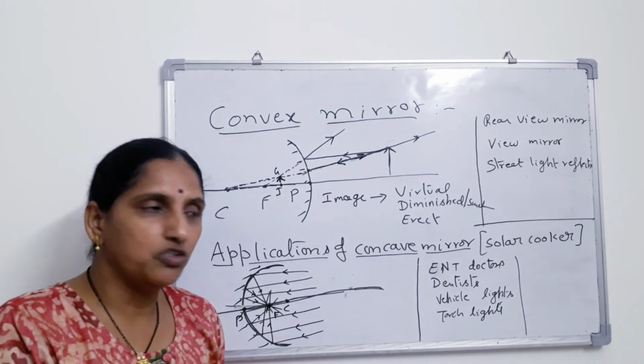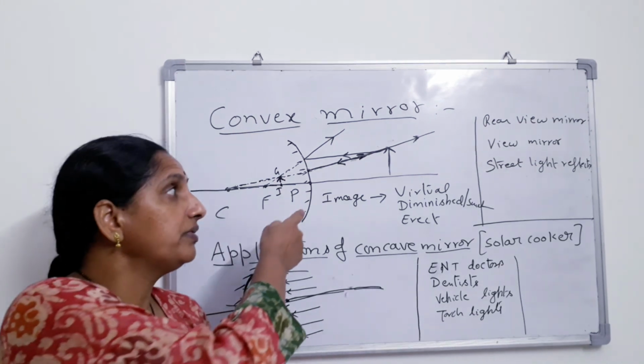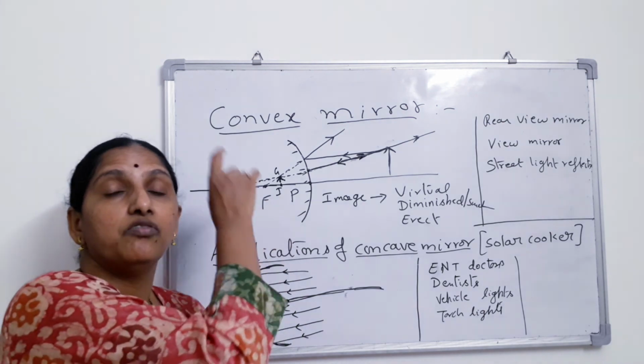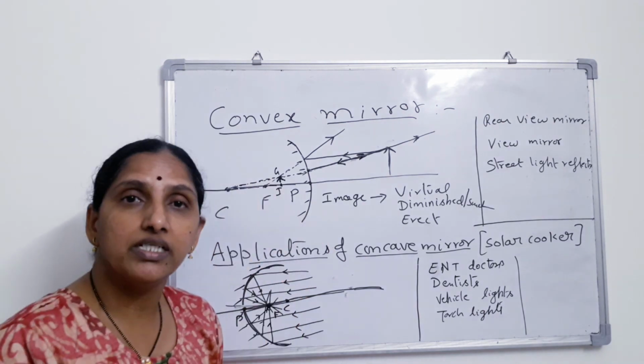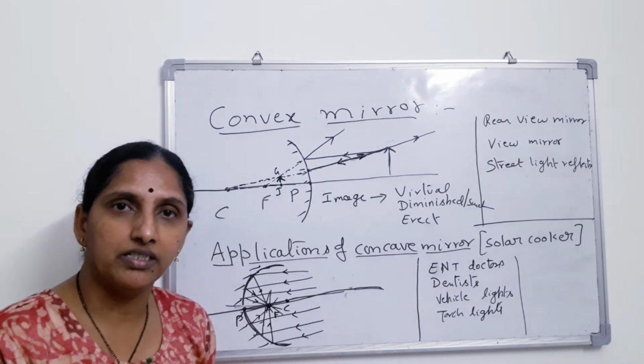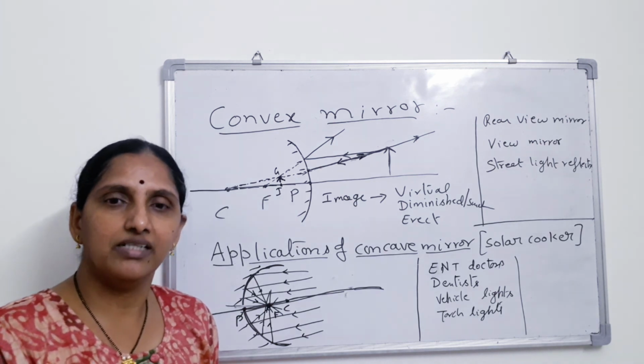Okay children, pause the video for a moment and please copy this diagram, showing what kind of image is formed in the case of a convex mirror. See you again in the next class.